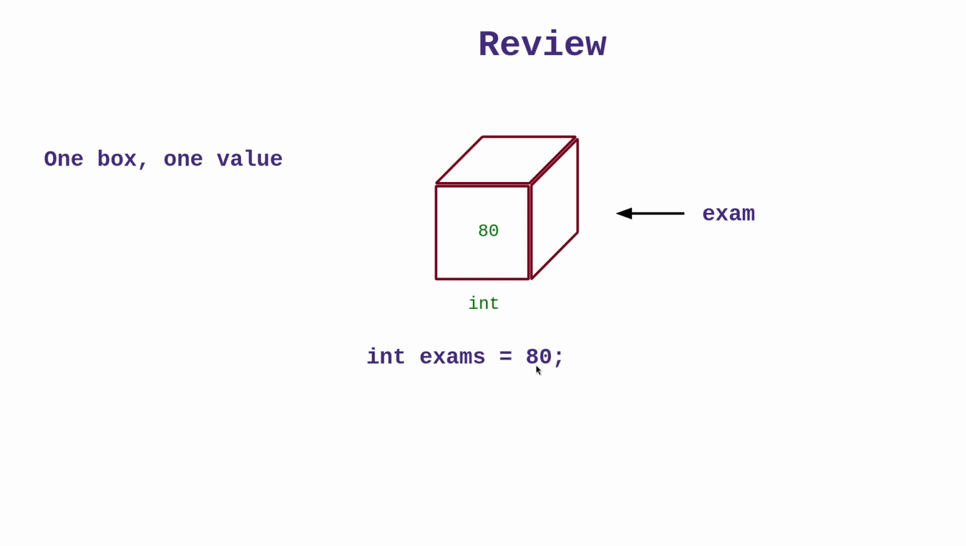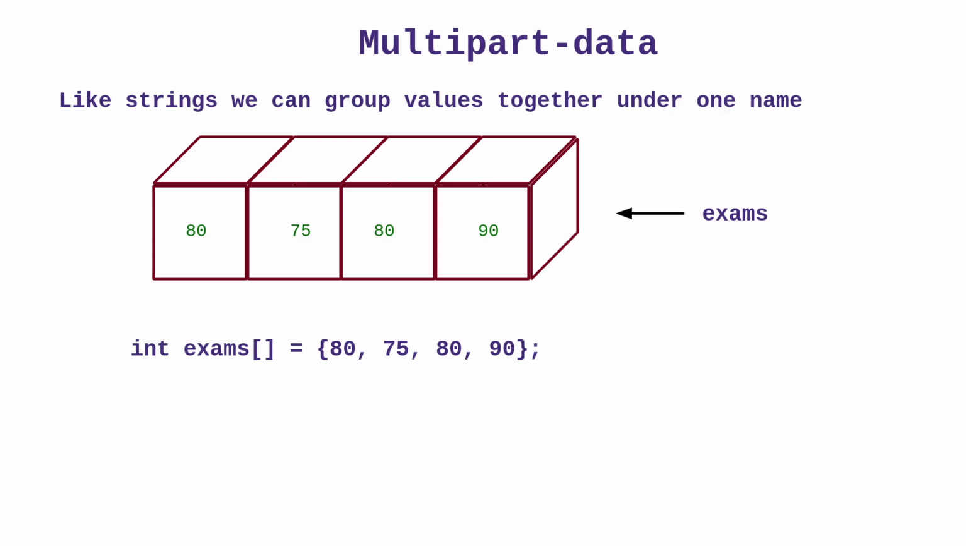Okay, so we want to expand on this idea, and instead of only having a single box and a single value under a single name, we want to have multiple boxes. Again, each box has a value. However, we take the multiple boxes together collectively under a single name.